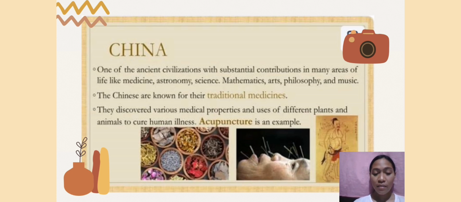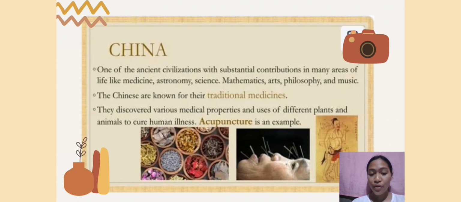Some examples of animals are the tiger, black bear, and seahorse, and many others. And for the plants, they use red ginseng root. So the medication they use, for example, is acupuncture. Acupuncture is the one with needles poked into the body. That is for relieving the pain.